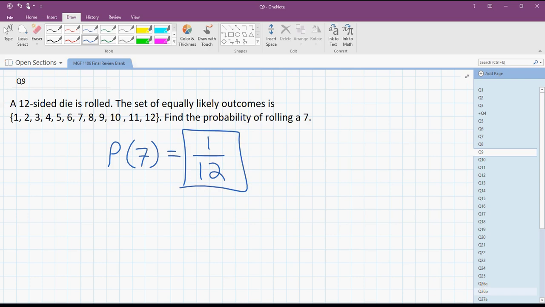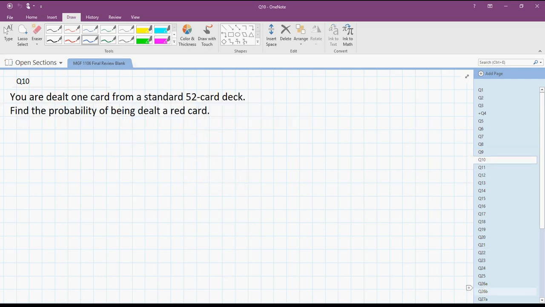All right. So let's do another one. Again, you're going to have to make sure that you know a deck of cards. Make sure you know a deck of cards. So in this one it says you are dealt 1 card from a standard 52-card deck. Find the probability of being dealt a red card.